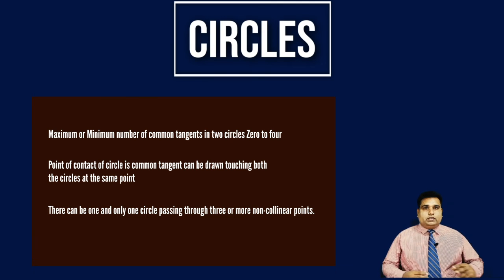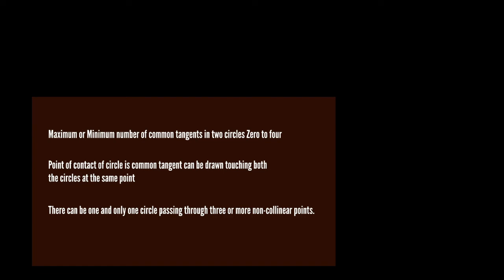Next is three, again an interesting fact: three or more non-collinear points and a circle. So there can be one and only one circle passing through three or more non-collinear points. So we cannot make more than one circle through three or more non-collinear points.